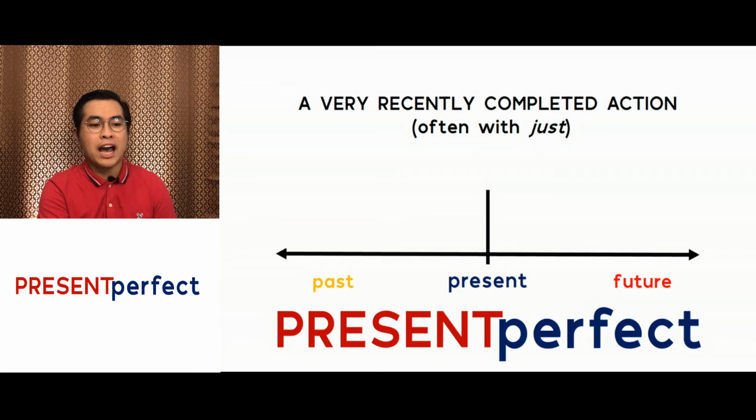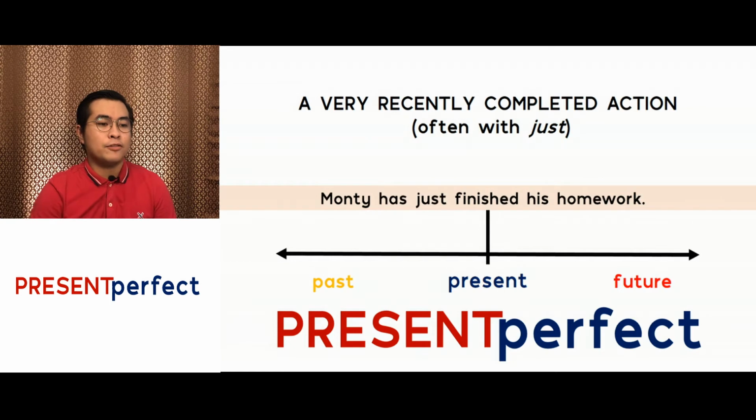Okay? The next core meaning is a very recently completed action. So usually you have the clue word "just." So we have, "Monty has just finished his homework." So we have a very recently completed action. So for example, you observed Monty, and then he's closing all his notebooks, keeping all his pencils or ballpens, and then you could conclude that he just finished his homework.